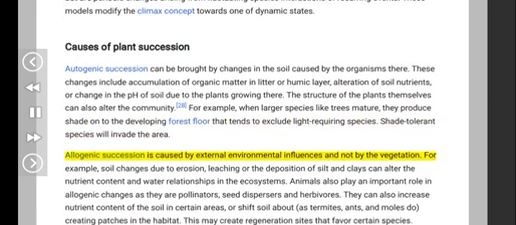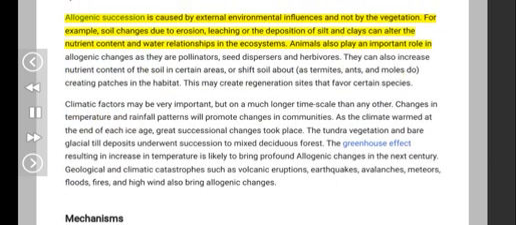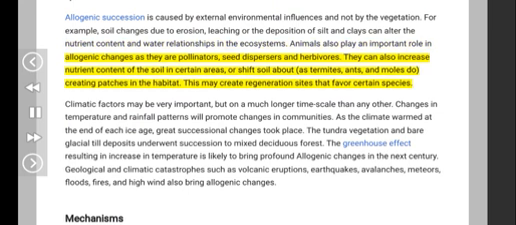Allogenic succession is caused by external environmental influences and not by the vegetation. For example, soil changes due to erosion, leaching or the deposition of silt and clays can alter the nutrient content and water relationships in the ecosystems. Animals also play an important role in allogenic changes as they are pollinators, seed dispersers and herbivores. They can also increase nutrient content of the soil in certain areas, or shift soil about, as termites, ants, and moles do, creating patches in the habitat. This may create regeneration sites that favor certain species.